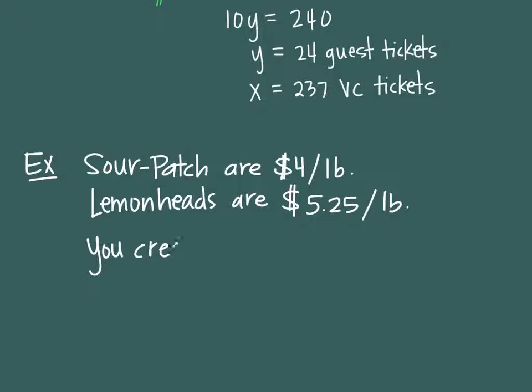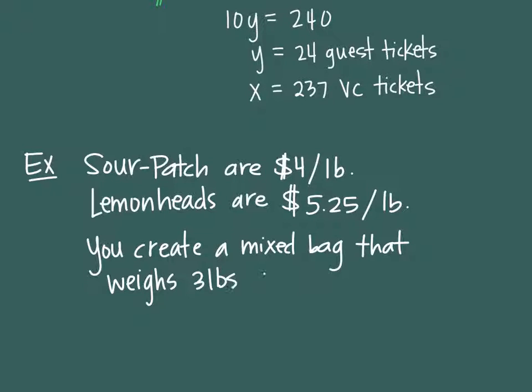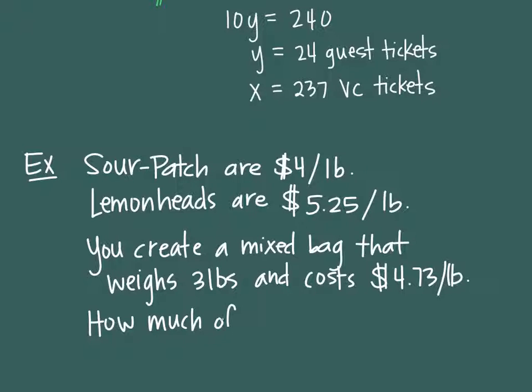Okay, you create a mixed bag that weighs 3 pounds and costs $4.73 a pound. How much of each type of candy is in there? Okay, so how much of each candy type did you get?